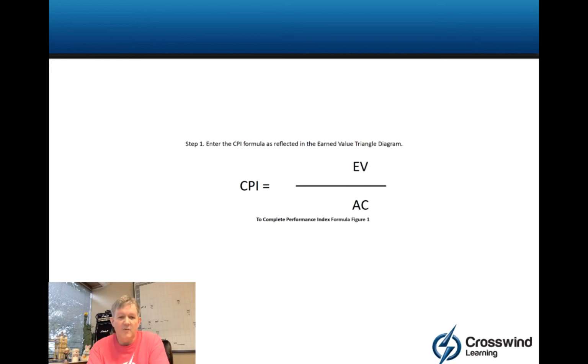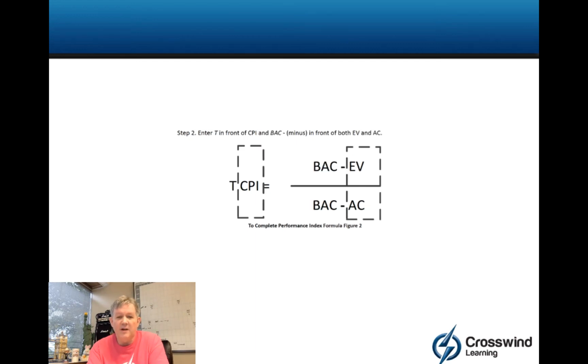So as long as you can remember your CPI formula, all you got to do is put BAC minus in front of both pieces of that CPI formula, and then just put a T over by the CPI. So if you look in the dashed line boxes, it's your CPI formula. So as long as you put BAC minus in front of both pieces and just put a T by the CPI, that's your formula. And there you go. One less thing you have to spend a lot of time trying to remember, because you already know the CPI formula for the test.